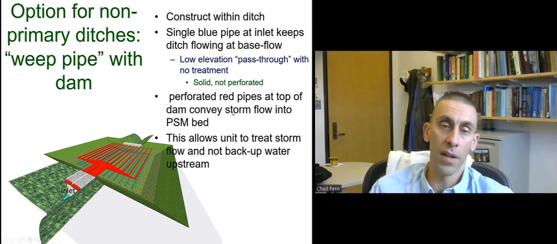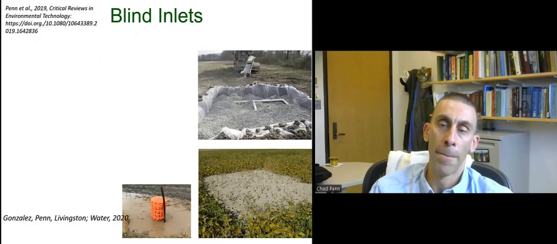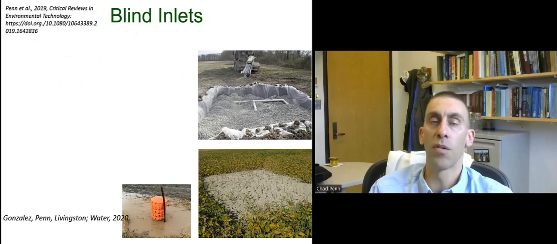This is just a suggestion if anyone is interested in building one on a non-primary ditch. Blind inlets are a really good opportunity to build a pyramidal structure. A blind inlet, as is, that is a traditional blind inlet, is not a pyramidal structure.